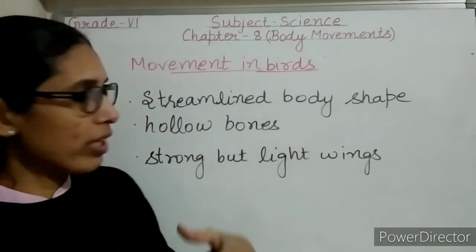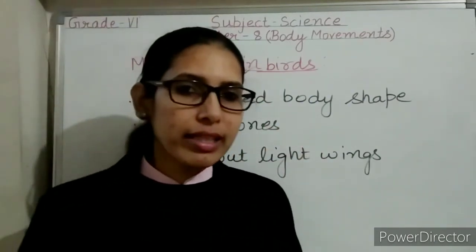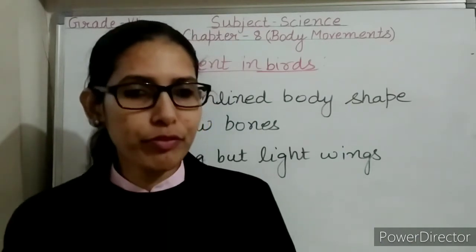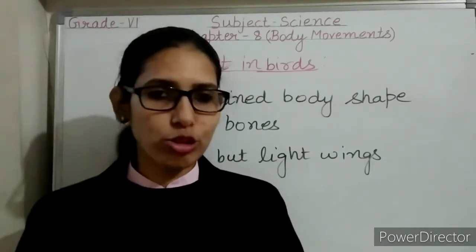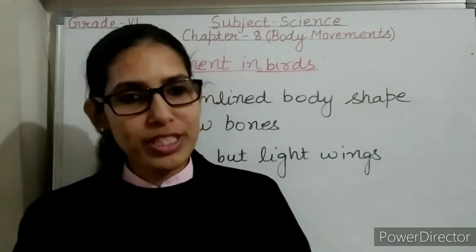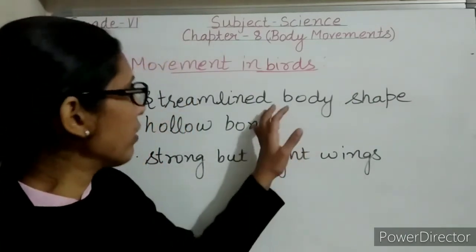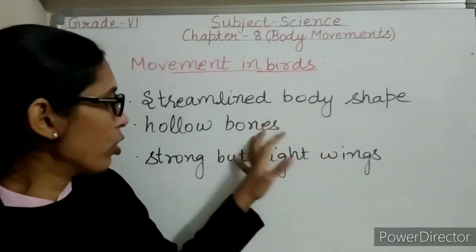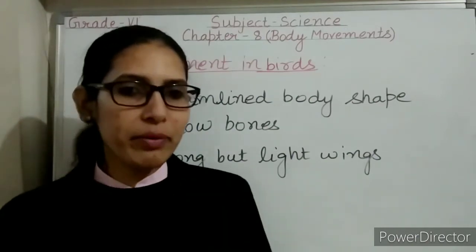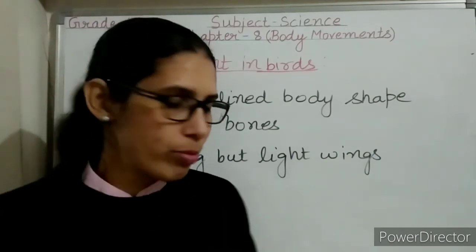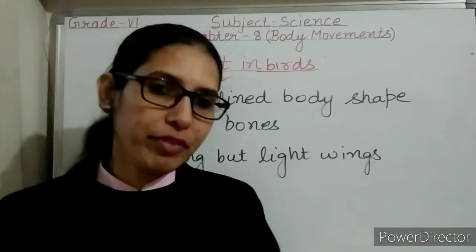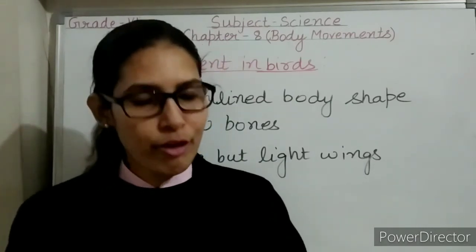So this was all about the special characteristics in the structure of the bird which help it in flying. First is the streamlined body shape. Next is the hollow bones. Third is the strong but light wings, and the strong chest muscles help in flapping the wings while the birds fly.